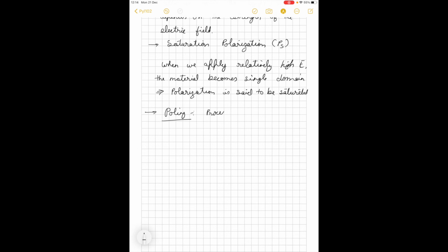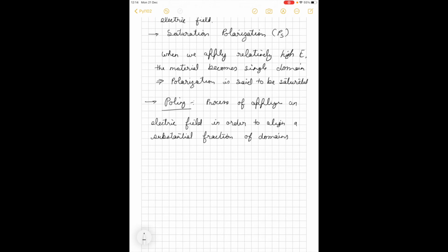So I'll just write: poling is a process of applying an electric field in order to align a substantial fraction of domains. Okay, this is what is called poling.